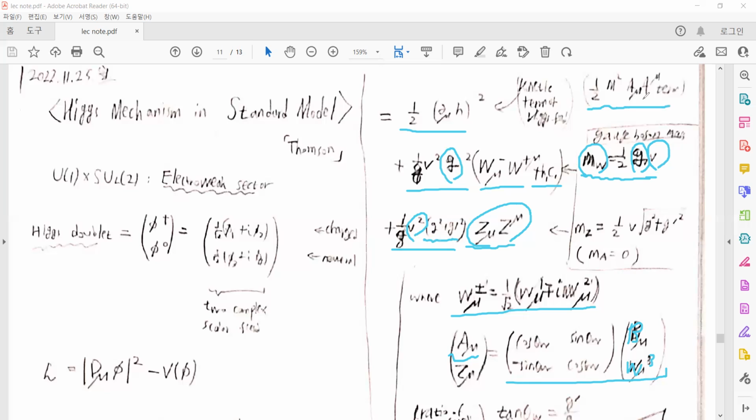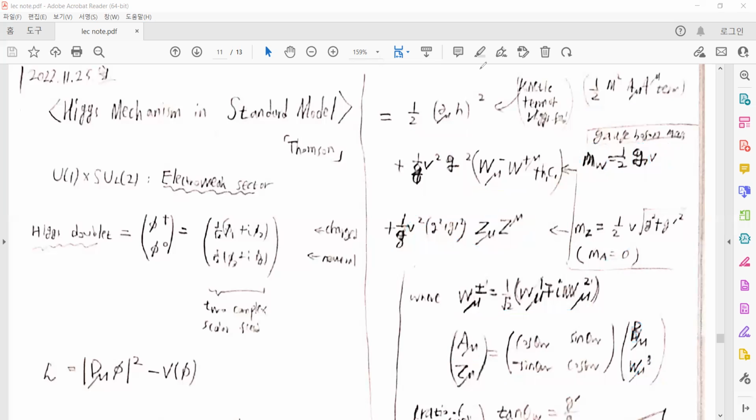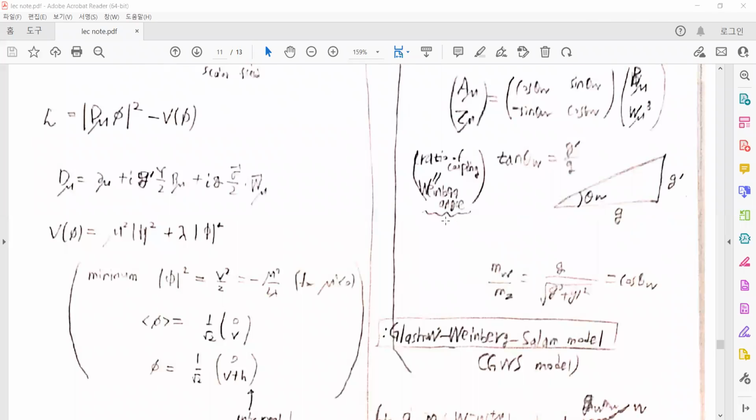There are no such terms, so the mass of the photon is zero. And the Weinberg angle can be defined in terms of the coupling constants of the U(1) and SU(2) symmetries, where g' is the U(1) coupling constant and g is the SU(2) coupling constant. The ratio of those is defined as tangent theta_W, and from a geometric point of view, it looks like this, with Z and g', and theta_W, the Weinberg or electroweak mixing angle, defined like that.